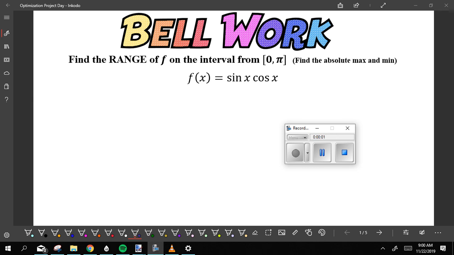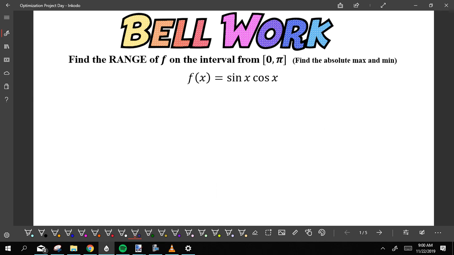Here we go. We are finding the range of the interval from 0 to pi. Understand what that means. If we're finding the range, we are finding the lowest y value and the biggest y value. That's what range means. So in other words, we are finding the absolute max and absolute minimum of this problem. Everybody understand what I'm saying there?